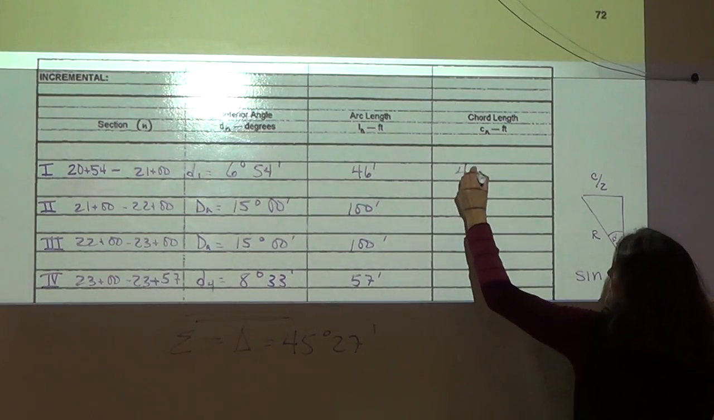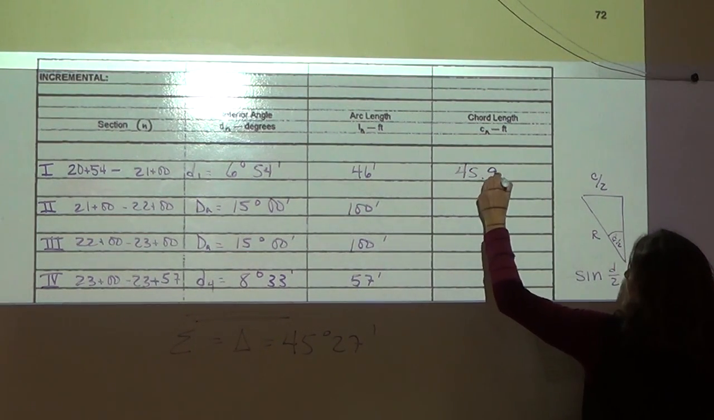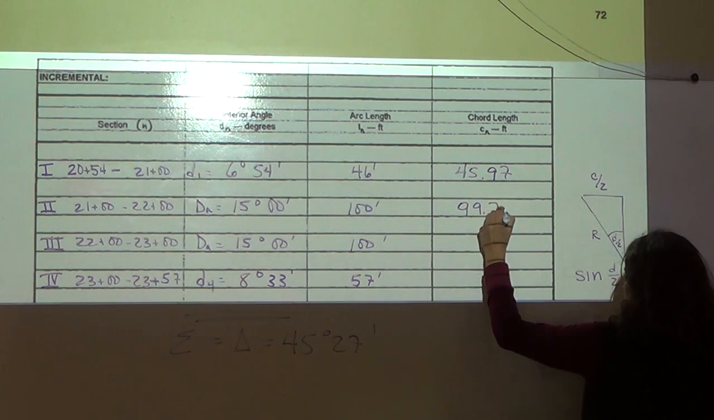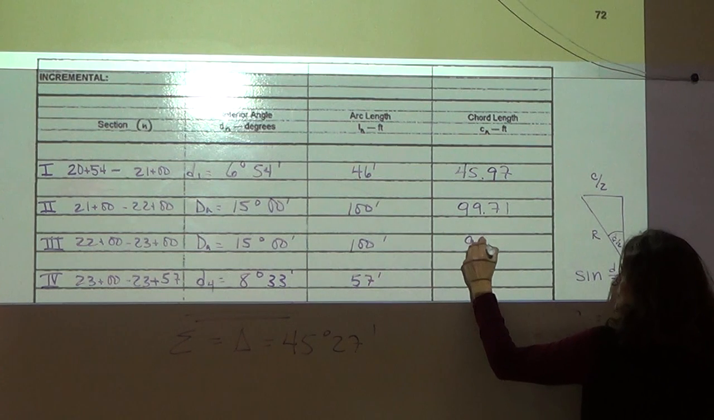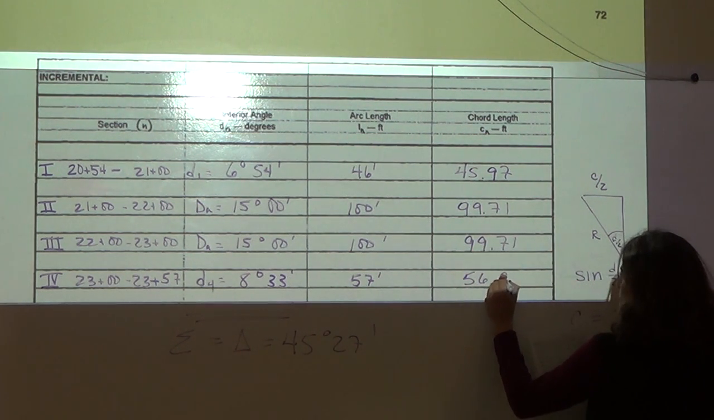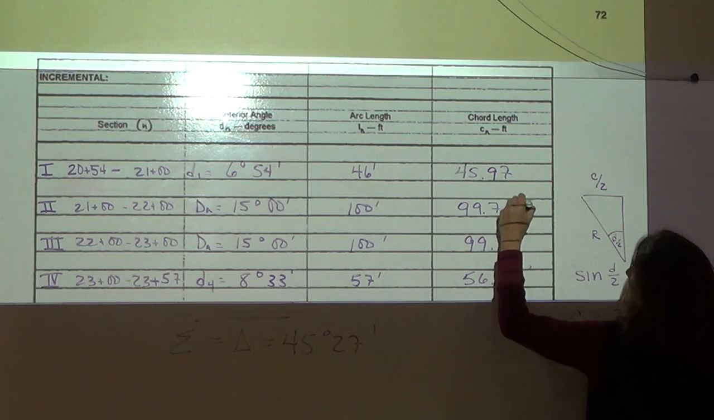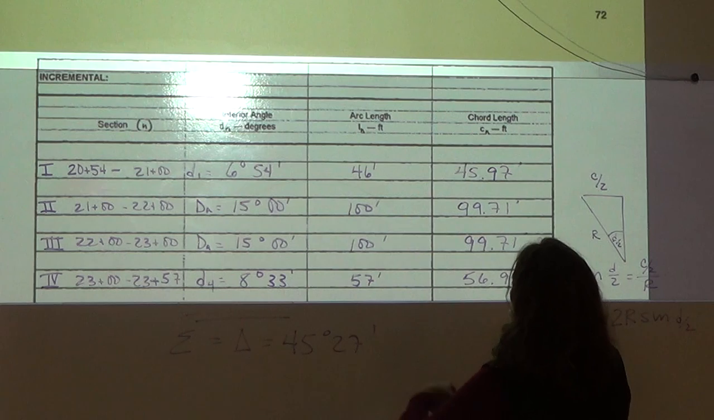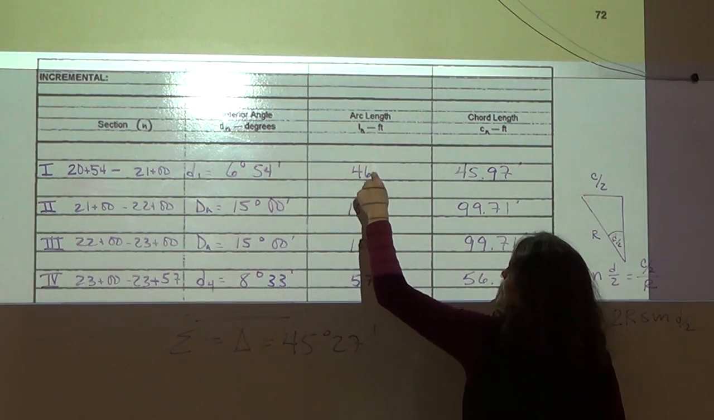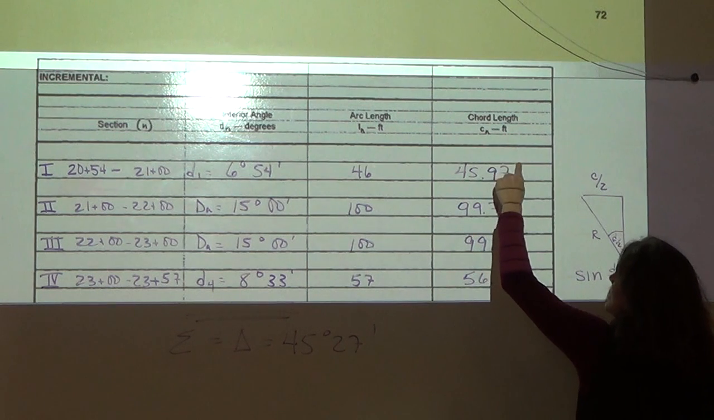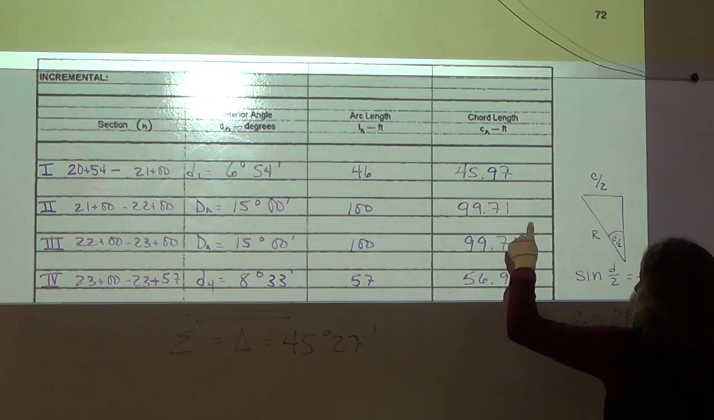So the first one is 45.97, the next one is 99.71, and this one should be the same. And this is 56.95 feet. And just for your information, because I wrote the units up here, I don't need to write the units again. It's just being redundant. Same thing here. I put the units up top so I don't have to write it all the time.